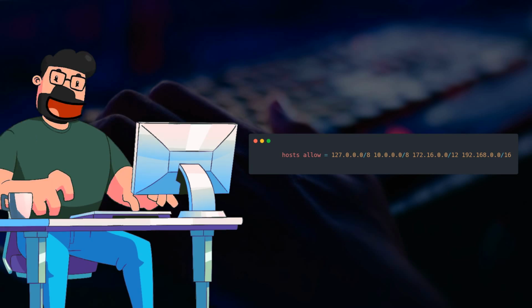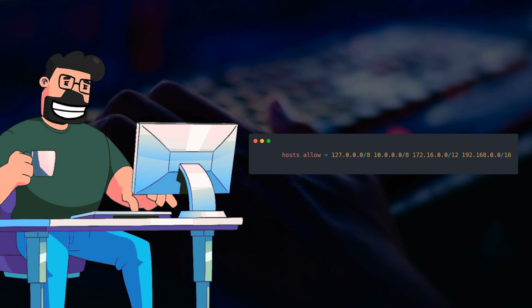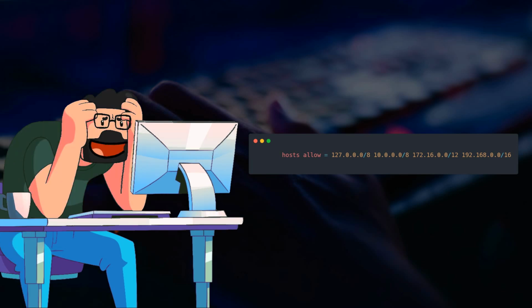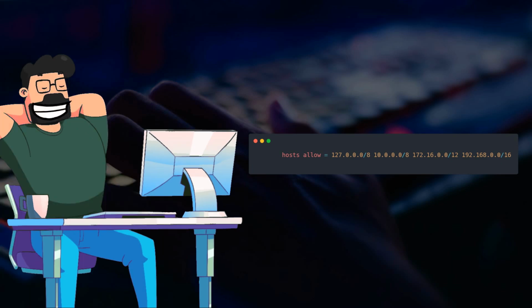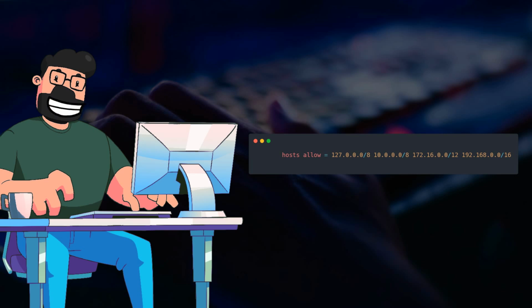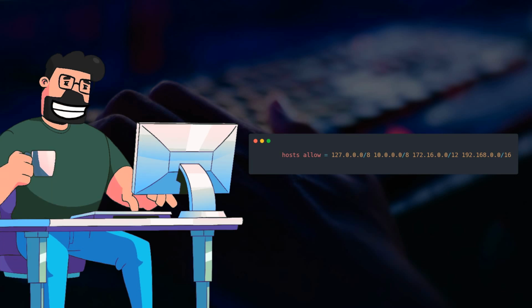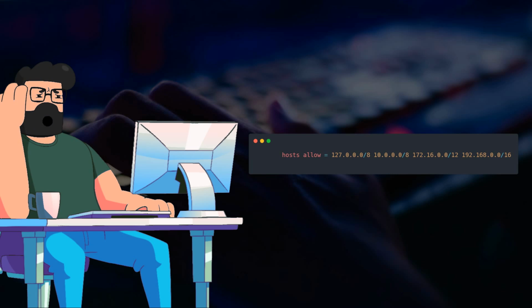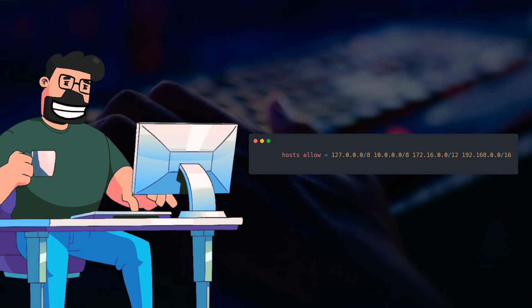The key piece of information lies in the SAMBA configuration that restricts connections to certain IP ranges. Specifically, the configuration allows connections from IP addresses within the ranges 127.0.0.0/8, 10.0.0.0/8, 172.16.0.0/12, and 192.168.0.0/16. This limitation is designed to enhance security by only permitting connections from private IP addresses.